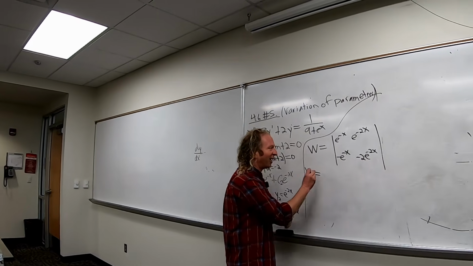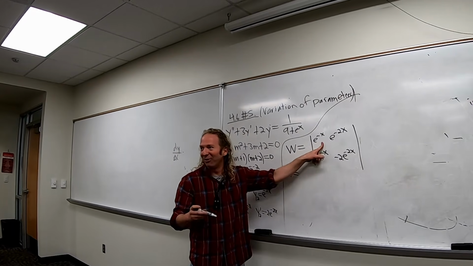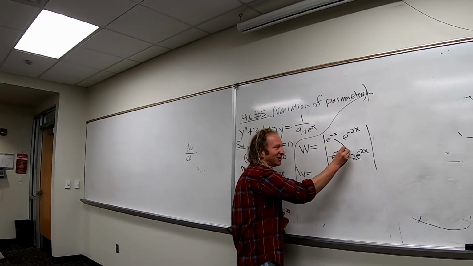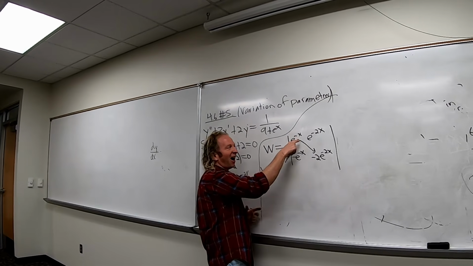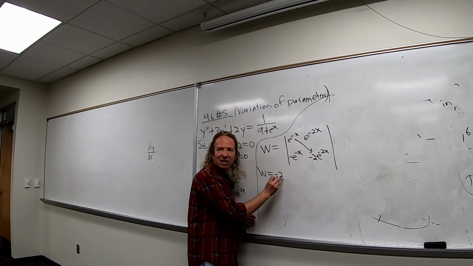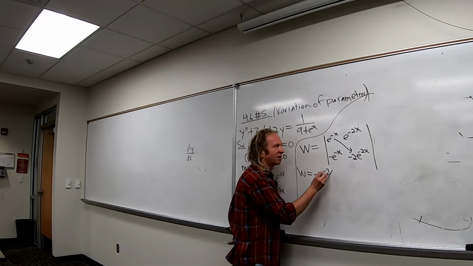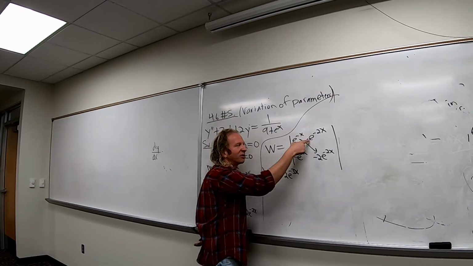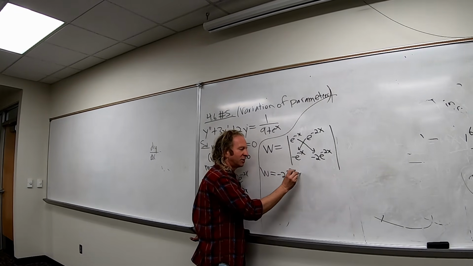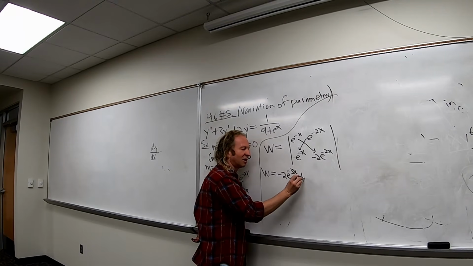So W is this times this: negative 2, you add the exponents, so e to the negative 3x. And then minus this times this. Oh, but it's already minus, so it's plus.